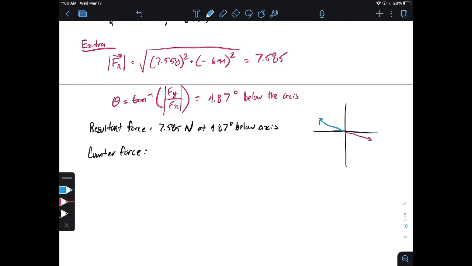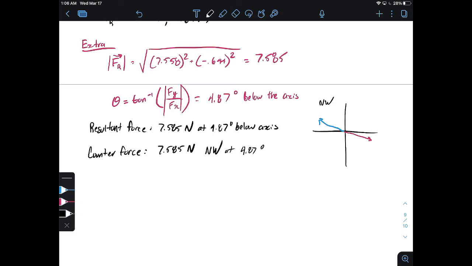So what we can see is that this is going to be a positive angle, and essentially it's going to be, how do you want to say this? I guess what we can say, 7.585 newtons. I'm a little lazy, so we're just going to refer to this as our northwest. 7.585 newtons northwest at, I guess, just 4.87 degrees.